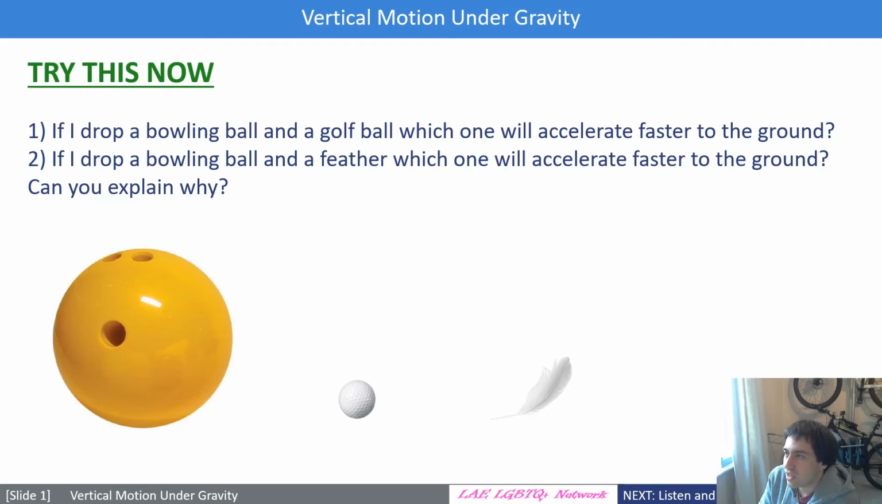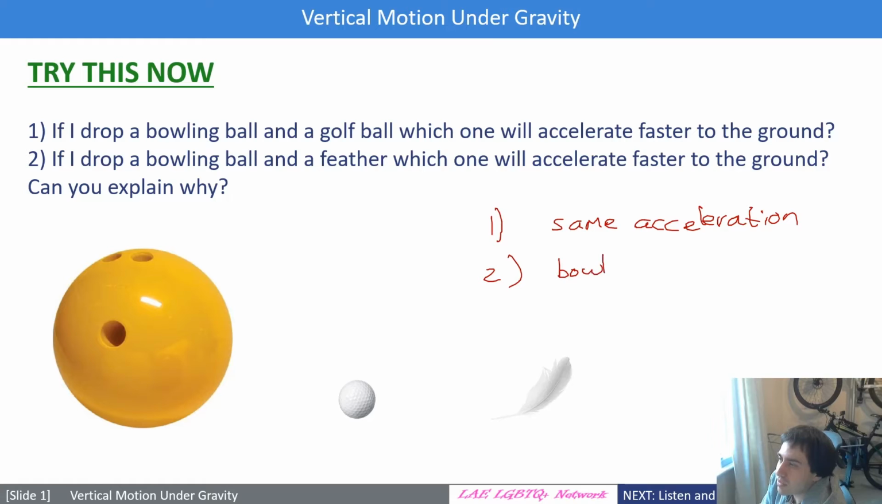Okay, and the answer is, in the first case, hopefully we agree, same acceleration. Same acceleration, they will in fact hit the ground at the same time because they both started at zero speed. They accelerated at the same constant rate. They therefore hit the ground at the same time. And in the case of two, the bowling ball accelerates faster.